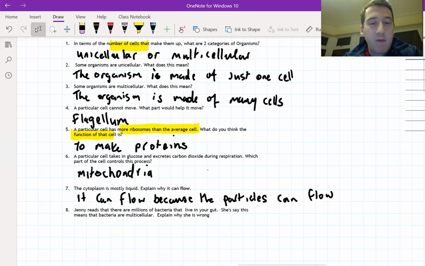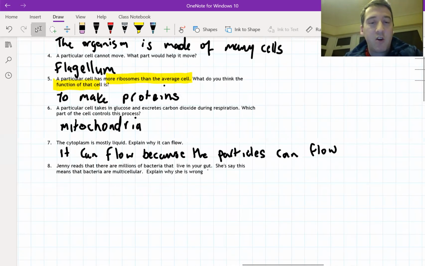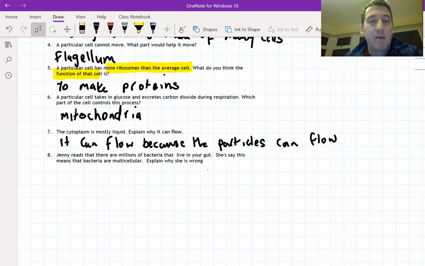Jenny reads that there are millions of bacteria that live in your gut. She says this means that bacteria are multicellular because there's millions of them. Explain why she is wrong. So what you needed to do here is write a refutation paragraph. A refutation paragraph explains why an idea is wrong. So Jenny thinks that because there's millions of bacteria in your gut, they must be multicellular. Explain why she is wrong.